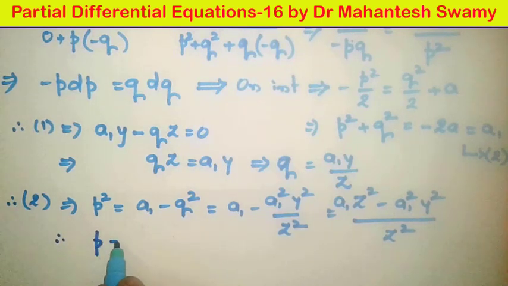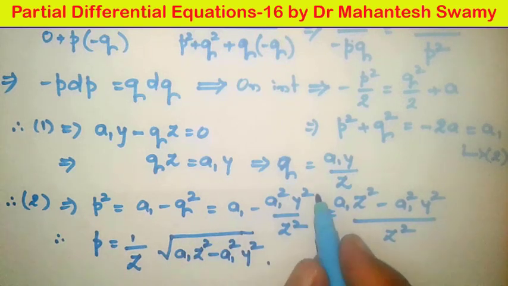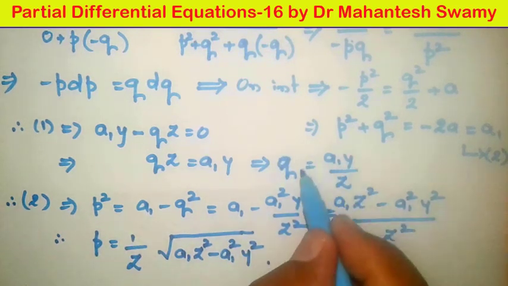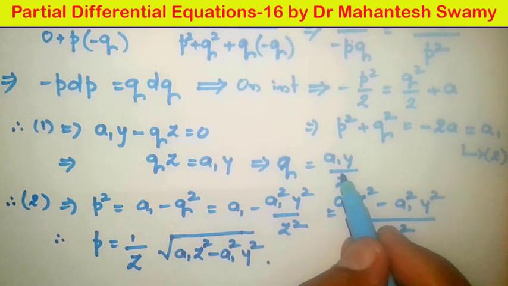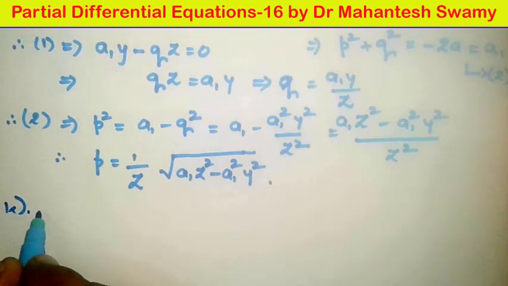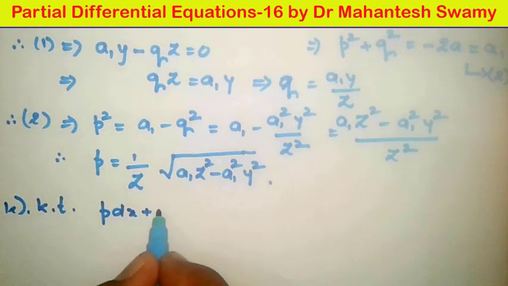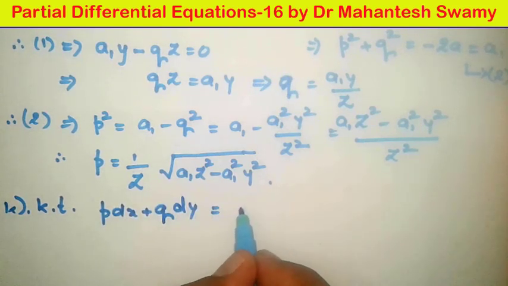Therefore the value of p from this is square root of this thing divided by square root of z square. Square root of z square is 1 by z. Let us write down here first. Then square root of a1 z square minus a1 square into y square. Let us keep it as it is. So the value of p is here, the value of q is here. Let us substitute them into the so-called important relation p dx plus q dy equal to dz.